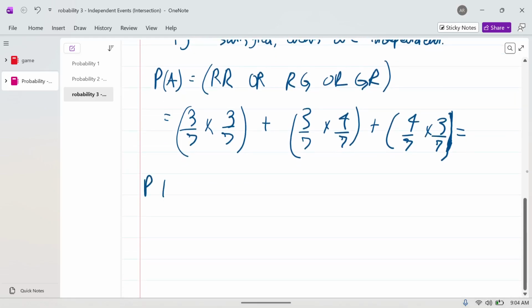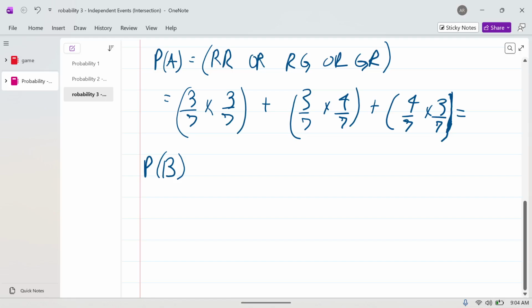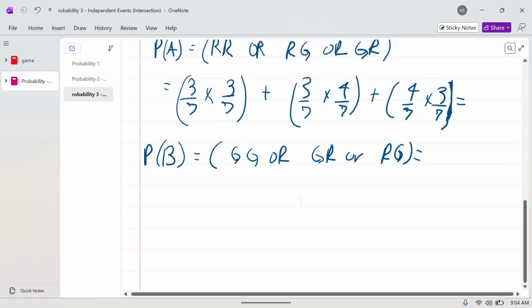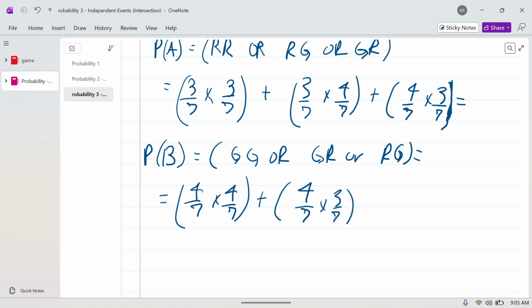And then we're going to do the same thing with the individual probability of B, right? Now B says there must be one green, right? One green ball that she's going to pick up out of the two balls. So maybe both of them are green, or maybe the first one she picks up is green, or maybe the second one she picks up is green. And we ran out of scenarios. Now look, it would be 4 over 7 times 4 over 7 plus 4 over 7 times 3 over 7, plus 3 over 7 times 4 over 7.